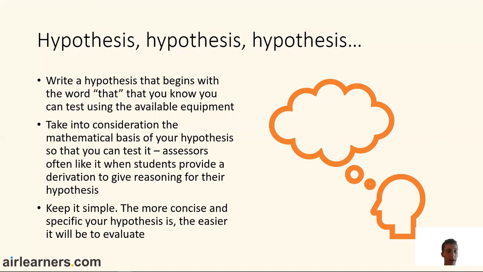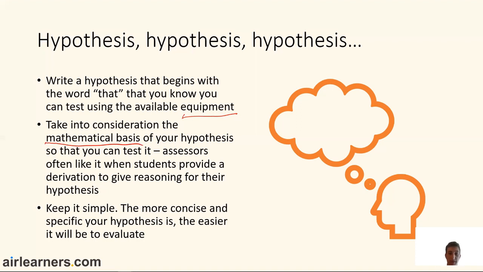So yeah, write a hypothesis that begins with the word "that", that you know you can test using the available equipment. And it's really important that you know that you have this equipment available to you, because if you don't, then there's not much point creating a hypothesis. Take into consideration the mathematical basis of your hypothesis so that you can test it. I think it's really important, and assessors like it when students can provide a derivation of some type to give a bit more meatiness to their hypothesis.